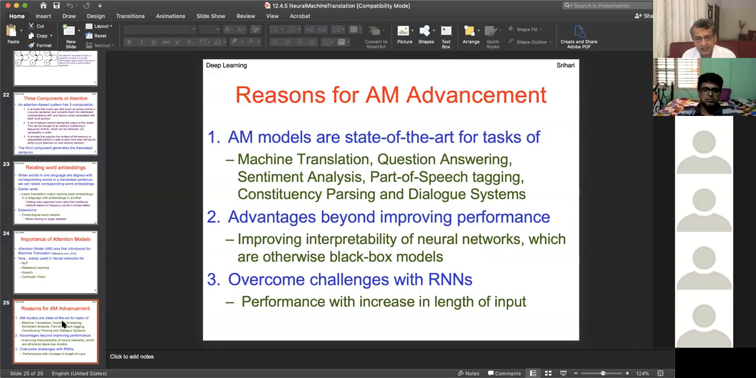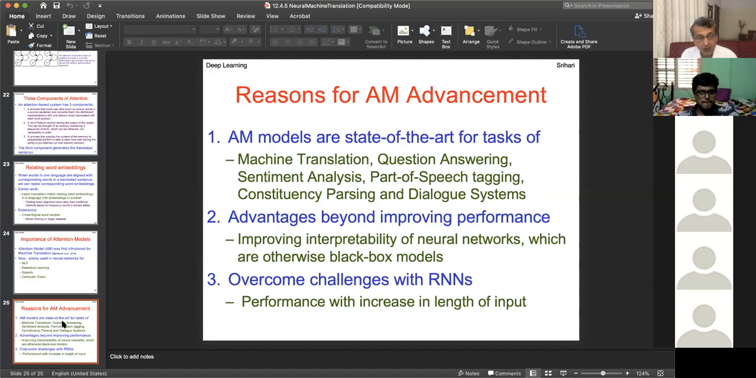And it turned out these attention models have advantages beyond improving performance. Well, fine, they won the competitions. They improve the interpretability of neural networks, which are otherwise black box models. Neural networks are notorious, right? So what is this? A black box. You can't tell how it did it. It says it's a cat, and you ask, why did you say it's a cat? It cannot explain itself.